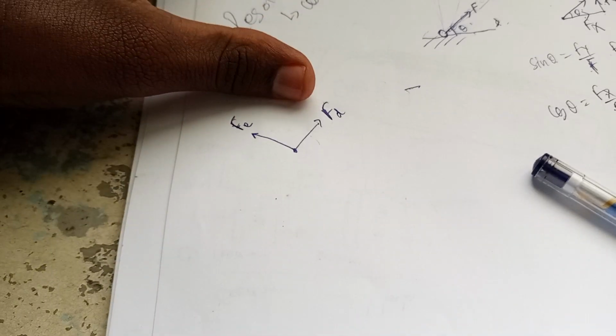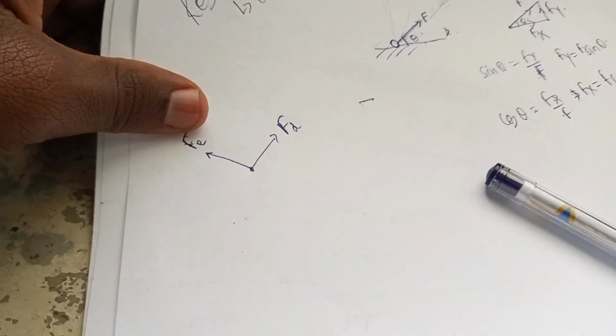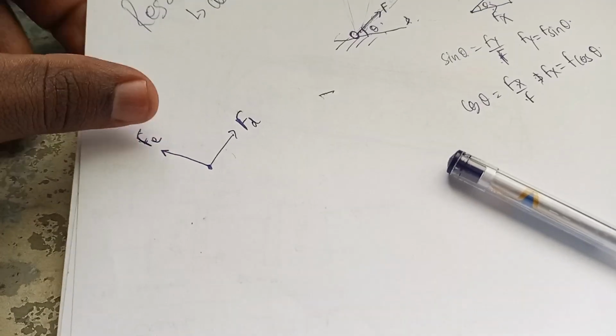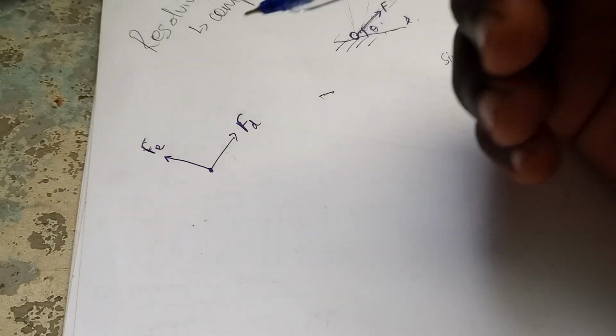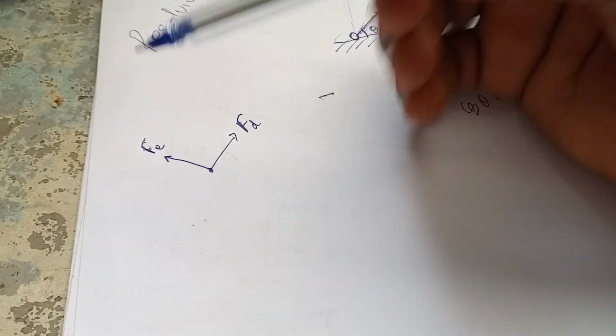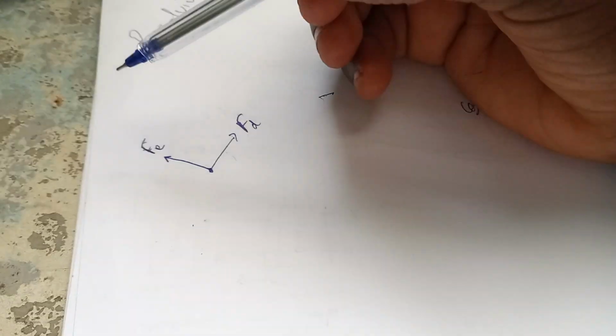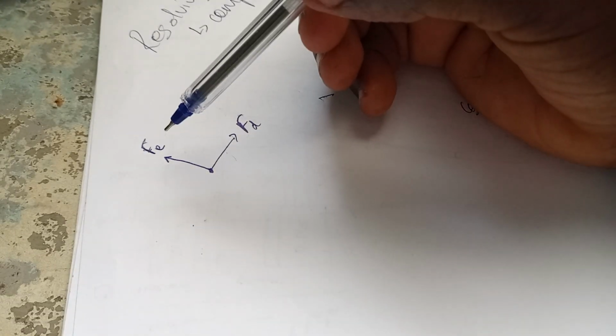Okay, so in this video we are going to take this a step further by now determining the resultant force of these two forces inclined like that one. We said we're going to use the parallelogram rule if you've watched my previous video. So how does this thing work, the parallelogram rule?